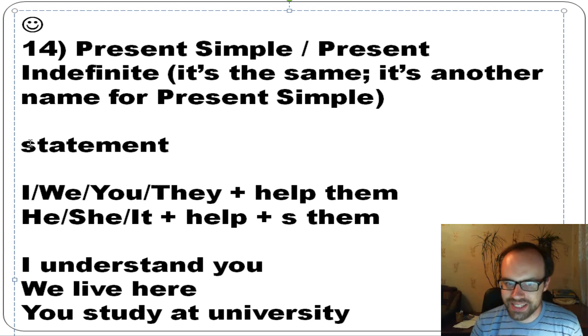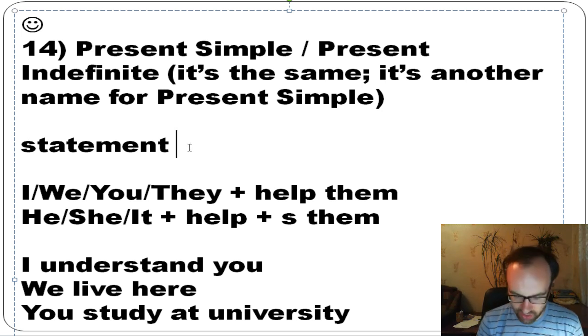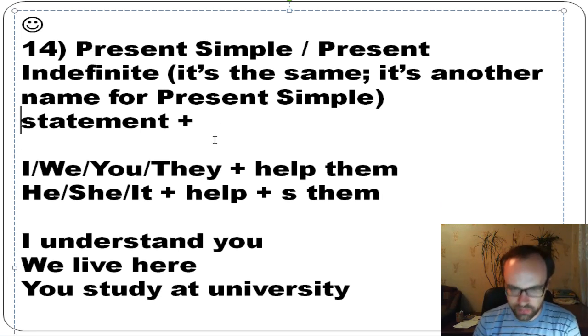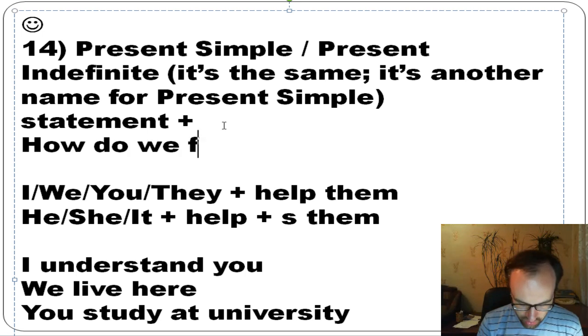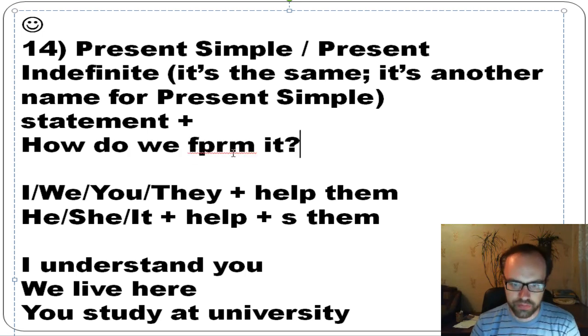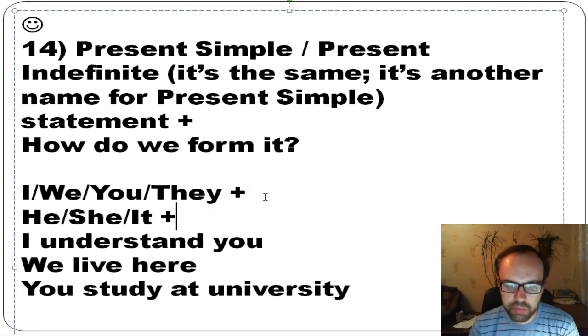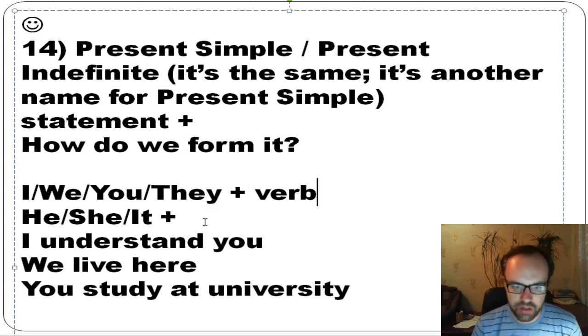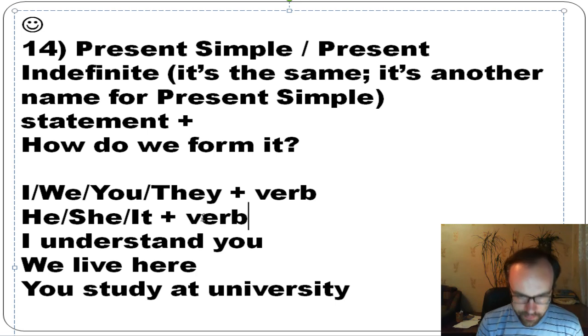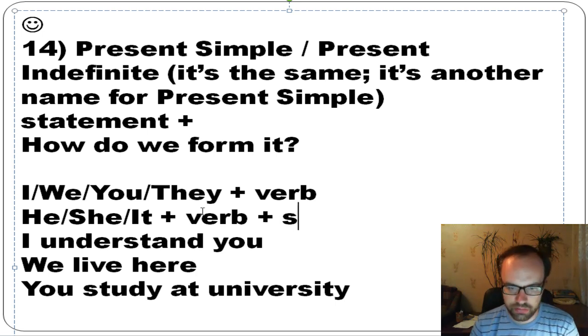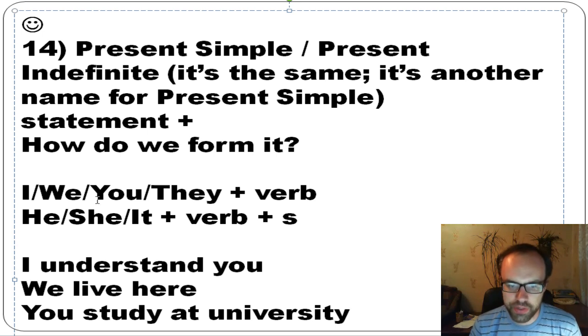Well, let's talk about a statement. Okay? How do we form it? So it's easy. It's really easy. I, we, you, they plus verb; he, she, it plus verb plus s.